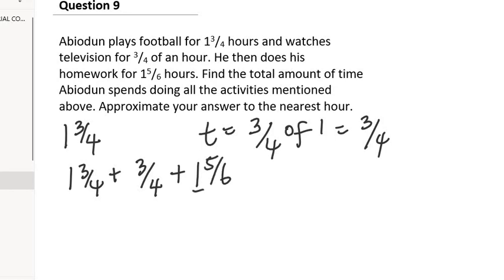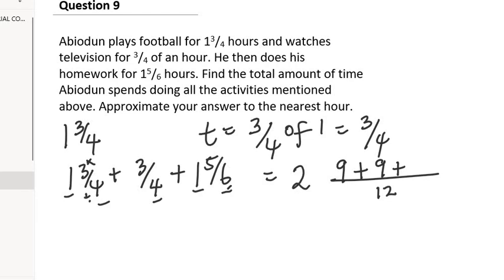Let's bring out the whole numbers. 1 plus 1 is 2. LCM of 4 and 6 will give us 12. 12 divided by 4, the first fraction here, the denominator, is 3. 3 times 3, 9. I'm done with the first fraction. Plus the second fraction: use the 4 to divide 12, 3 times 3, 9. I'm done. Plus this 6: 12 divided by 6, 2. 2 times 5 is 10.